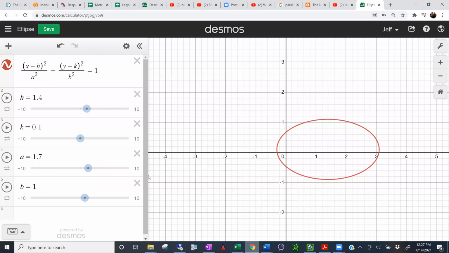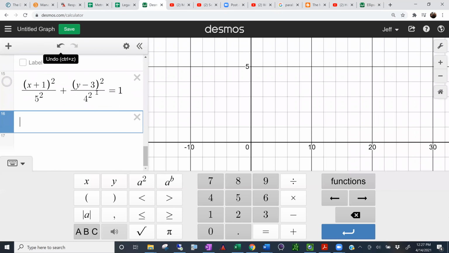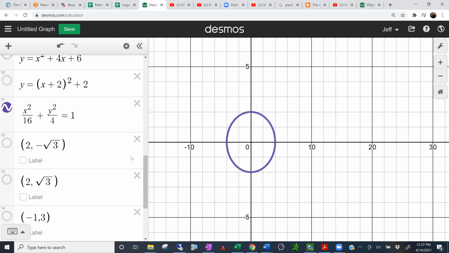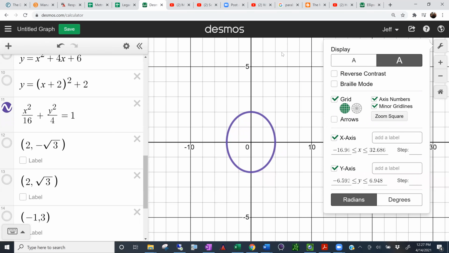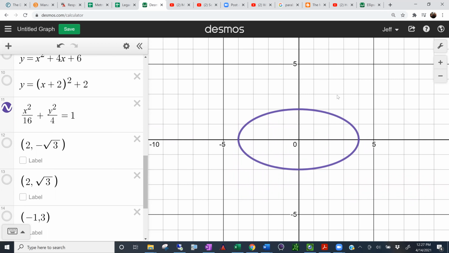Let's take a look at things this way for our visual learners here. Here it is. So here's the graph of that ellipse. There we go. That looks a little bit better. So there's the graph of that ellipse. And here's our 2 points, right? Over here on the left-hand side, there's 2 and negative root 3 and 2 and positive root 3. So those 2 points fall directly on that ellipse, which is good. They should.